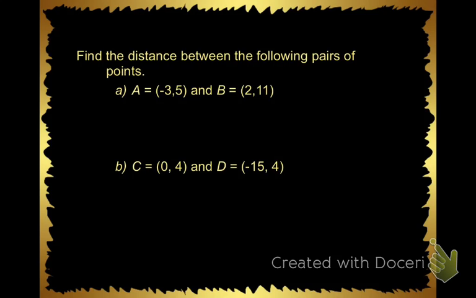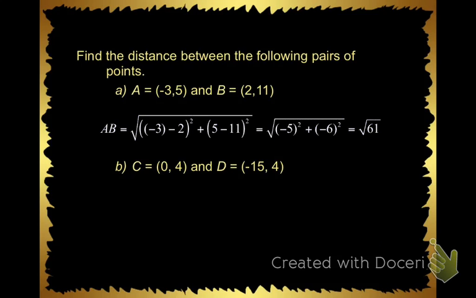Find the distance between the following pairs of points. In the coordinate plane, our distance formula for AB, we're going to subtract the x-coordinates, -3 minus 2, and square that. We're going to add that to the difference of the y-coordinates, 5 minus 11, square that. -5 squared is 25, -6 squared is 36. Add those together, we get the square root of 61, which can't be reduced. That's our distance between A and B.